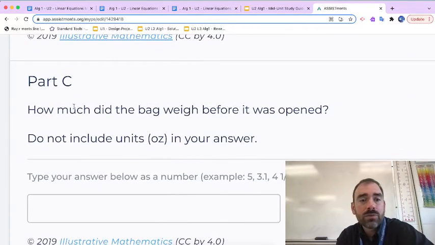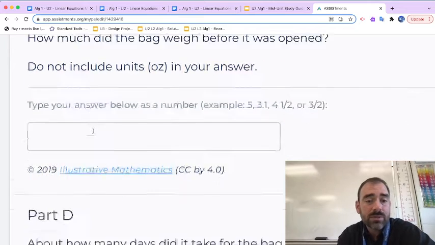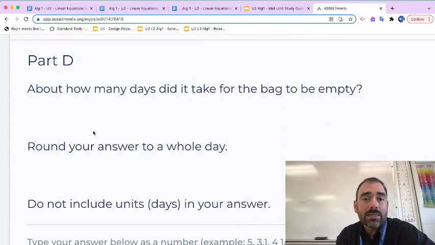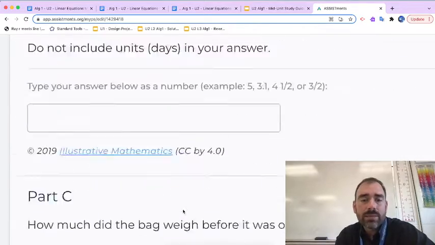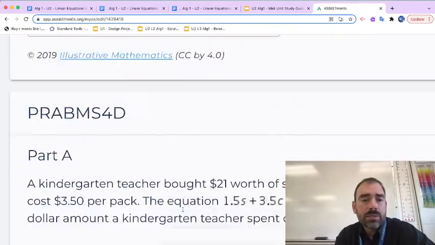Part C, how much did the bag weigh before it was opened? Well, we already know that. That was the starting value, 56 ounces. D, how many days did it take for the bag to be empty? We already looked at that. Round your answer to the nearest whole day. So that's where I said it seemed to be around 34 days.